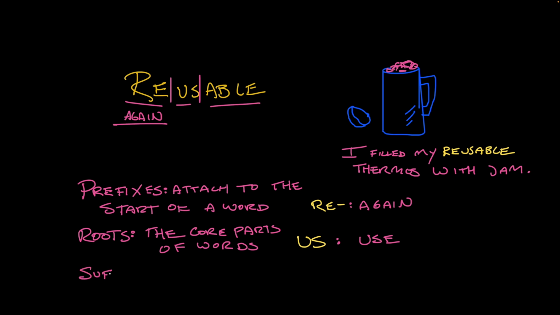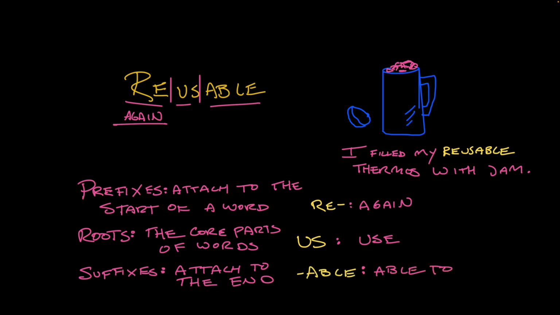A suffix is like a prefix. It's a word part that usually isn't a word on its own, but it goes on the end of a word, not the start. The suffix able means able to. So a reusable thing is able to be used again. If the thermos were instead unusable, because un means not, then it'd be broken. You could not use it.